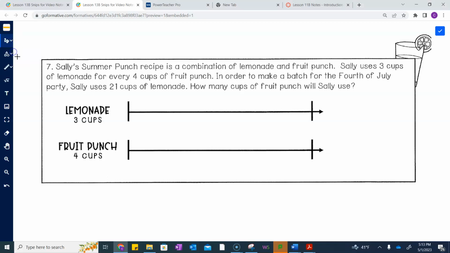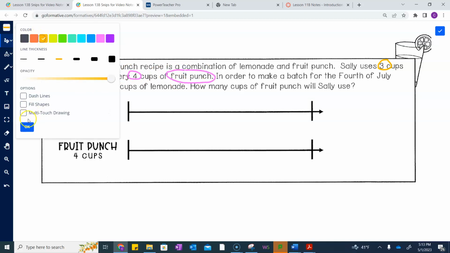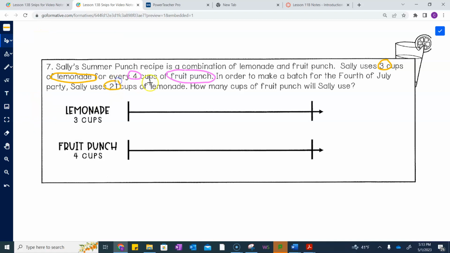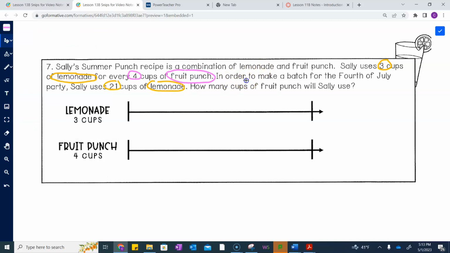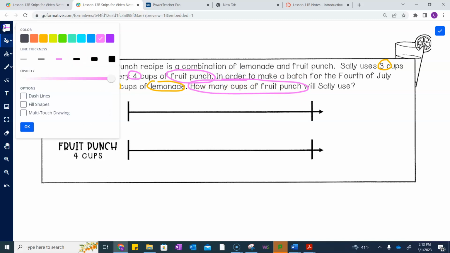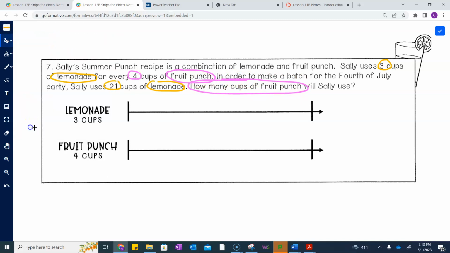So we're going to start here, just circling some information. 3 cups of lemonade to every 4 cups of fruit punch. So I'm just going to color code that. And she knows she's going to use 21 cups of lemonade. And we want to figure out, to make that summer punch recipe, how much fruit punch she needs to put in so it tastes right with her lemonade mix.